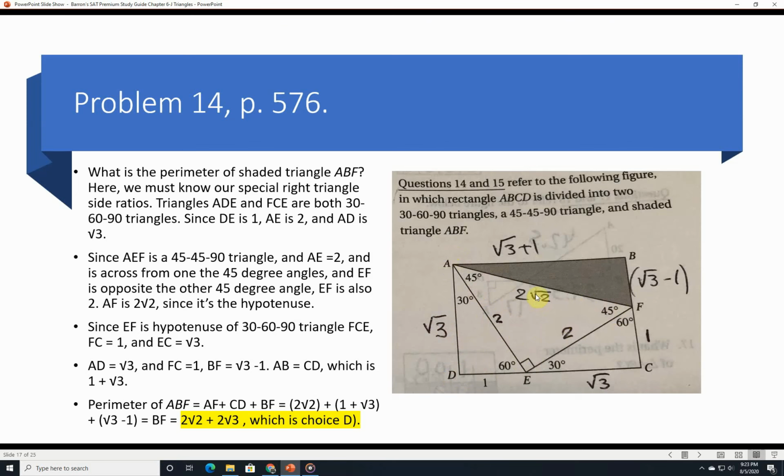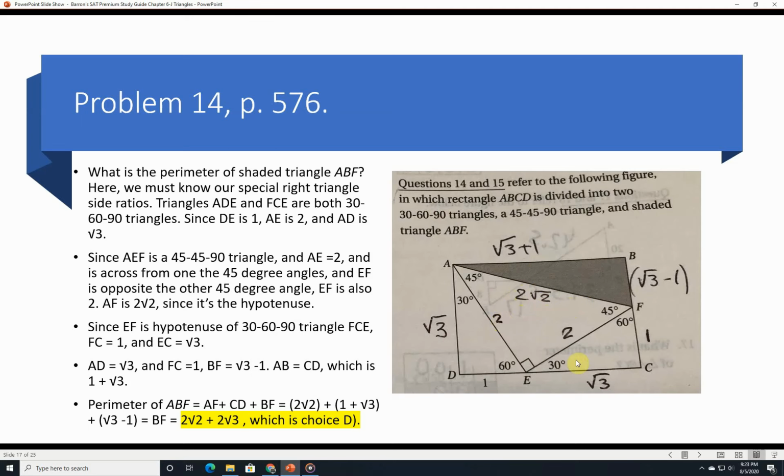And this has to be 2 root 2. We always know that 45, 45, 90 triangles have a 1, 1, root 2 side ratio to each other. So the hypotenuse is always root 2 if the side is 1. And when you have a different number, you just multiply. So since this is 2 root 2.